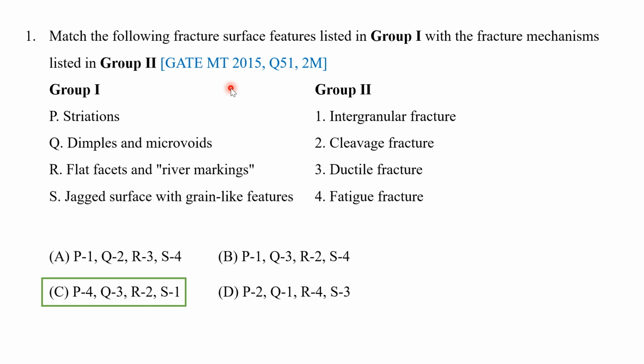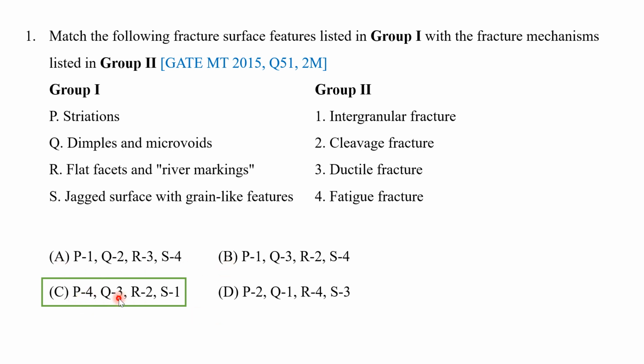In match the following questions, please note that if you know approximately 2 to 3 answers, it is most probable that you need not be very sure about the fourth. In this case, we know that striations are a form of fatigue failure, so B is surely 4. If you know that very surely, there is no need to even look at the other options, because P4 is only found in option C.